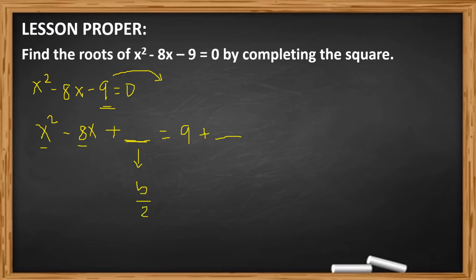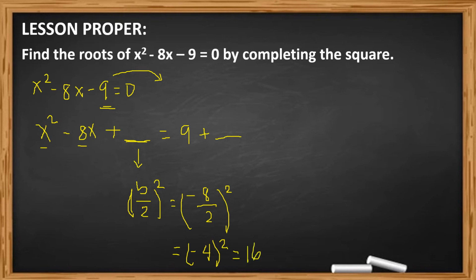Then, by filling up this blank here, using the formula, if you recall, b over 2 quantity squared, the formula to be used when solving for the last term of a perfect square trinomial, then our b is negative 8 over 2 quantity squared, and this is negative 4 quantity squared. So this is positive 16. So fill up the blanks with positive 16.